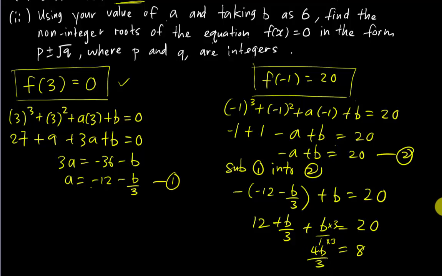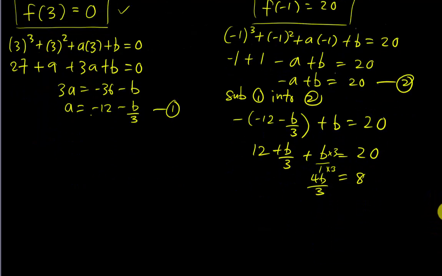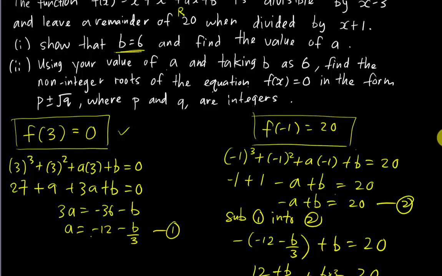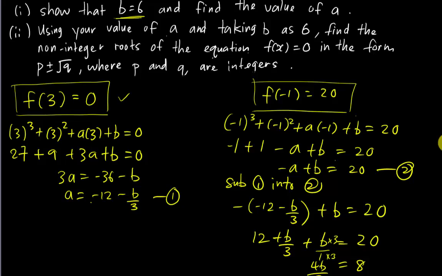So if 4b over 3 equals 8, then in order to find b, I will make the 4 over 3 become 3 over 4. Then I simplify 1 and 2 here. My b equals 6. Then I will write shown, because the question asked me to show that my b equals 6. So I already showed b equals 6. Then I will substitute into a to find the value of a. Over here I'm going to substitute b equals 6 into the first equation.